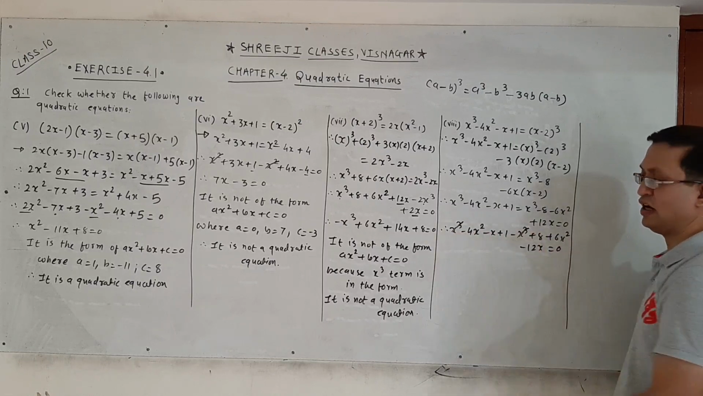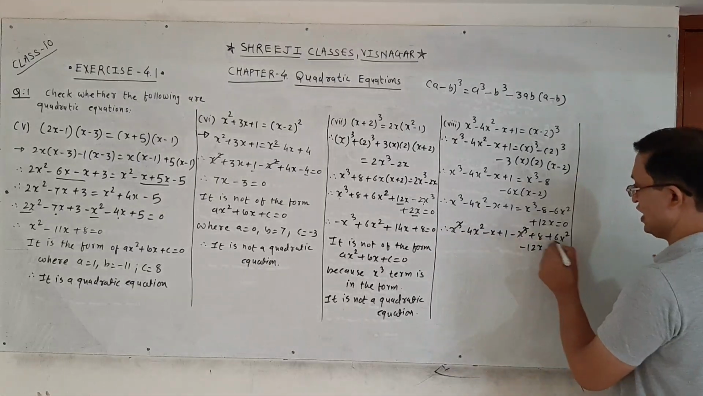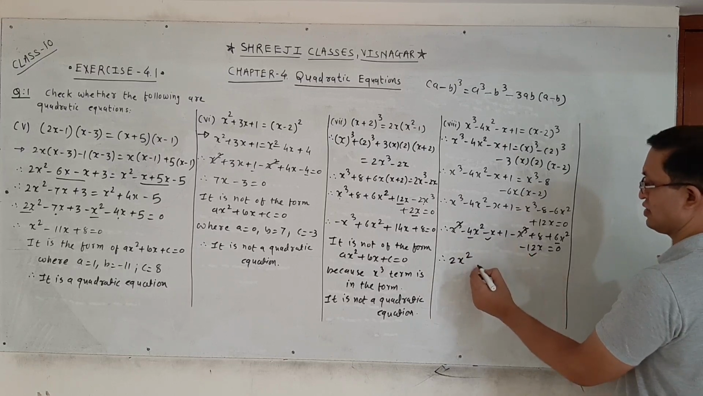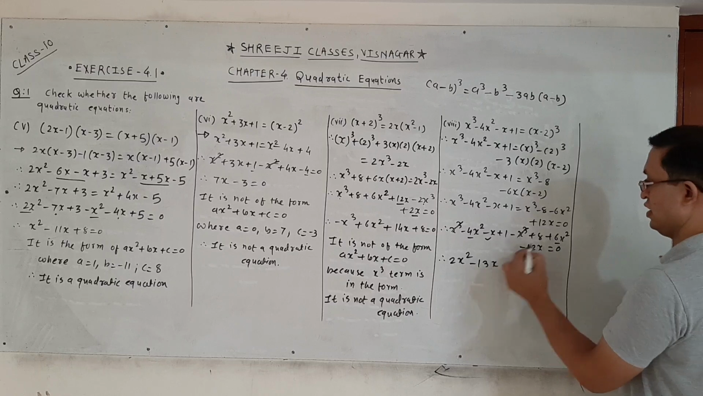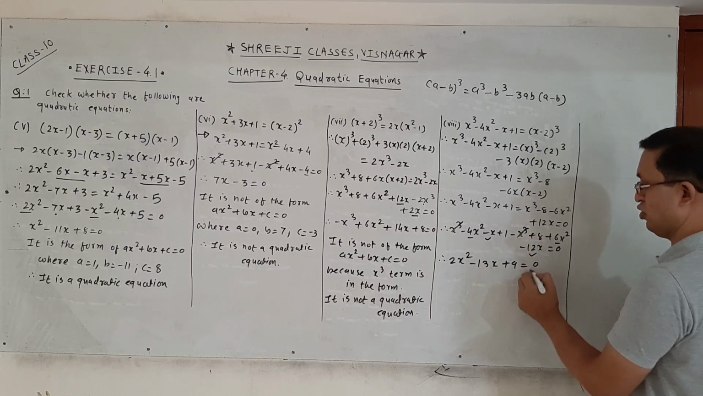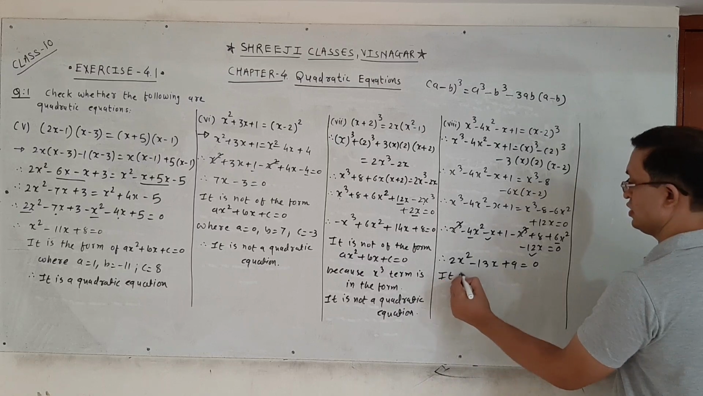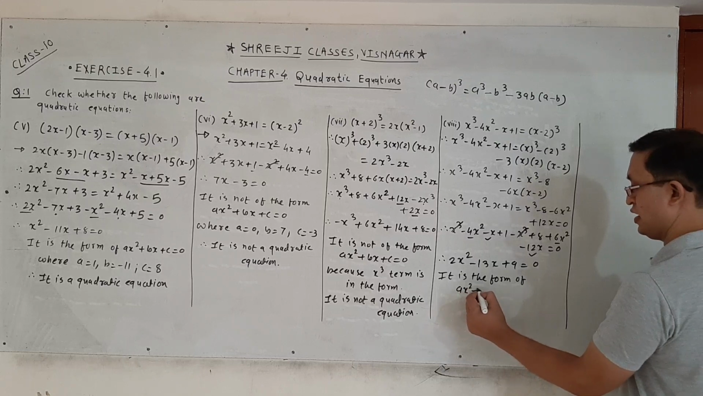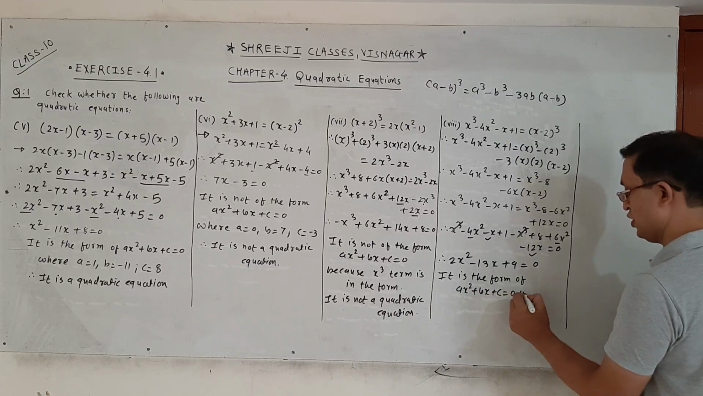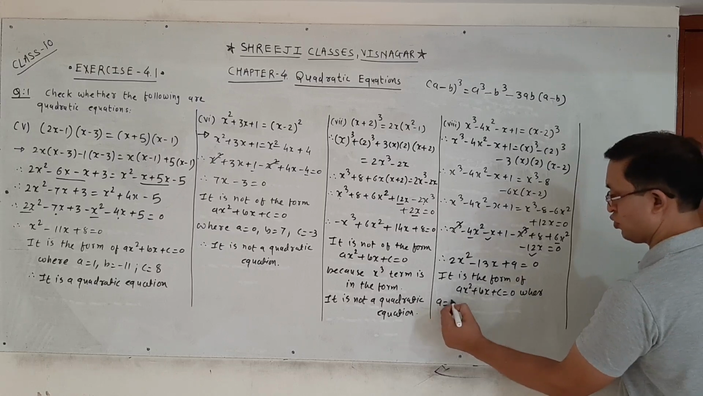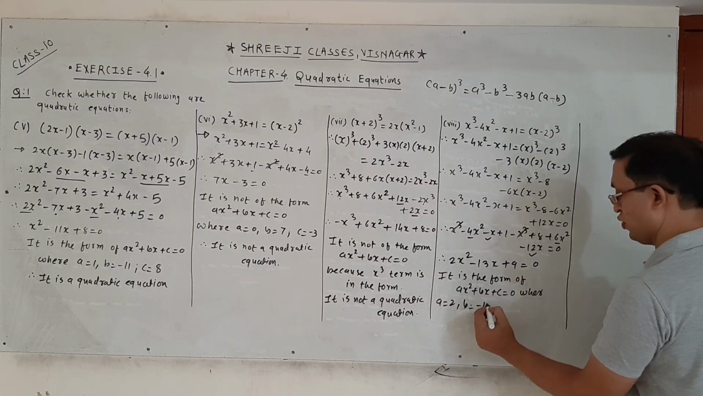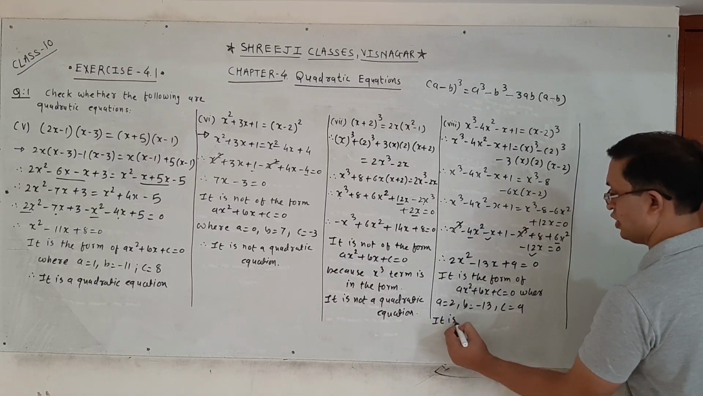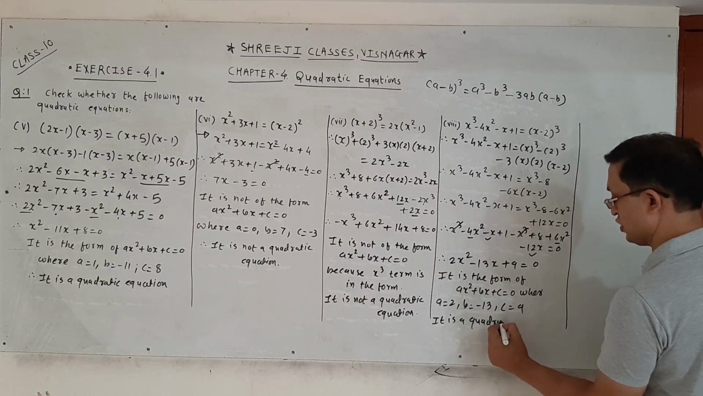Here positive x cube and negative x cube terms will be cancelled out. 6x square and a negative 4x square, that is positive 2x square, minus 12x minus x, that is equal to minus 13x, plus 8 plus 1, that is equal to plus 9 is equal to 0. It is the form of ax square plus bx plus c is equal to 0, where a is equal to 2, coefficient of x square, b is equal to coefficient of x, negative 13, c is equal to constant term 9. Therefore, it is a quadratic equation.